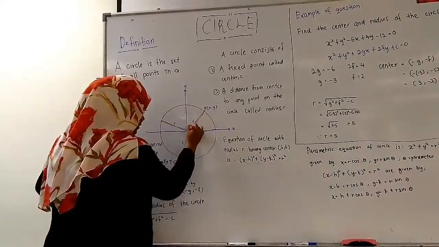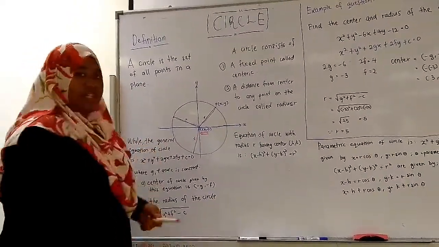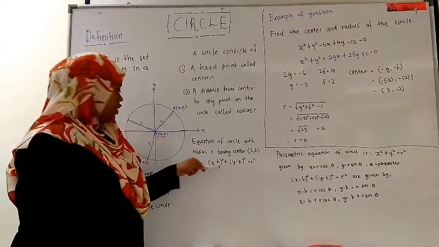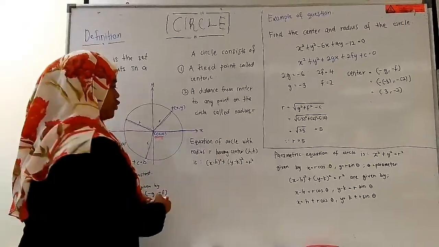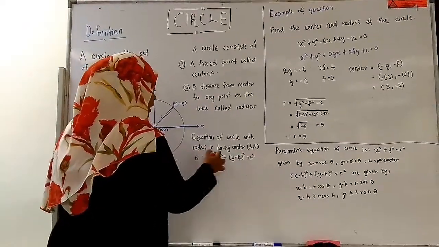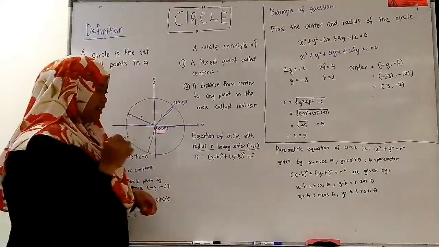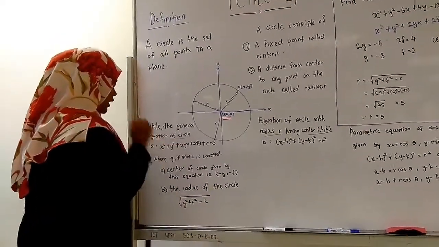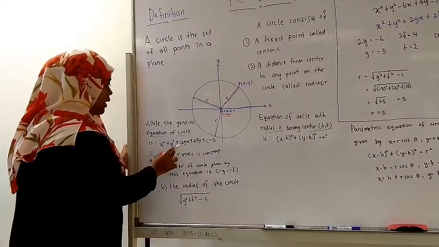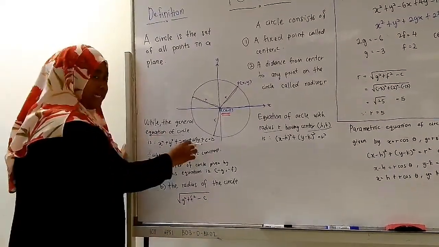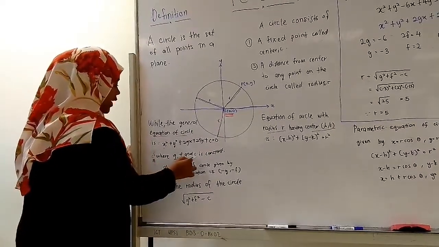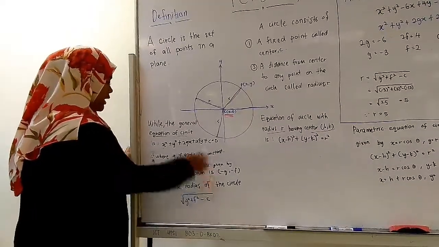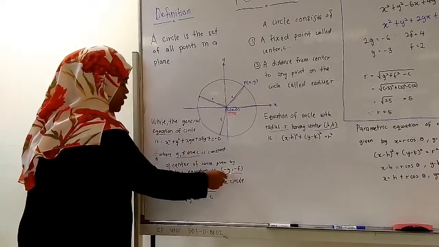This is the radius. Then the standard equation of a circle is x minus h squared plus y minus k squared equals r squared. That is a circle with radius r having center (h, k). Then we also have the general equation of a circle, that is x squared plus y squared plus 2gx plus 2fy plus c is equal to 0, where g, f and c are constants. The center of a circle given by this equation is (negative g, negative f).